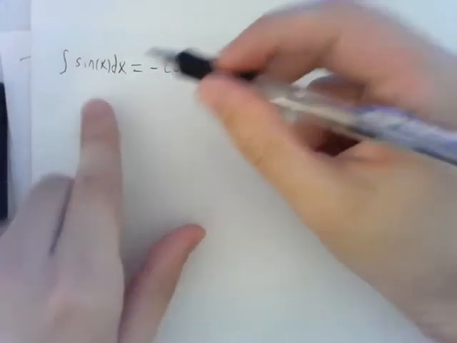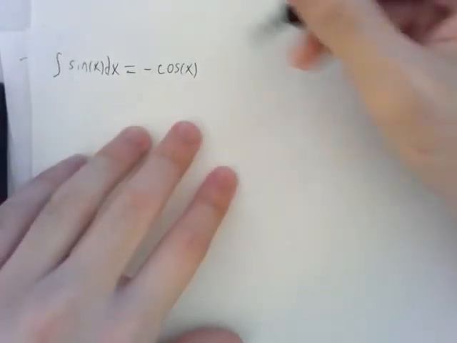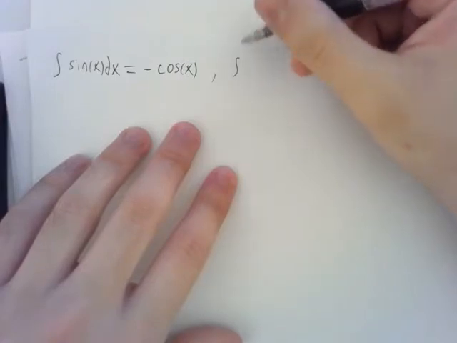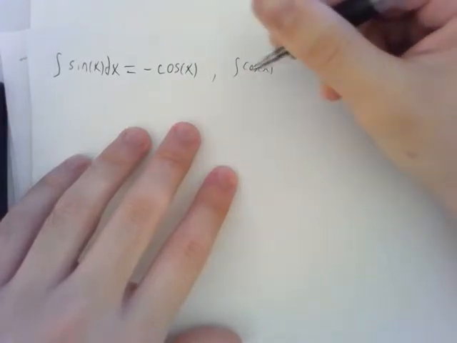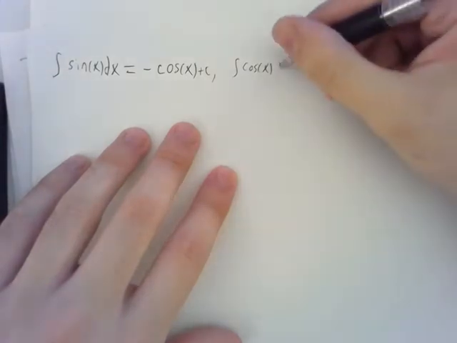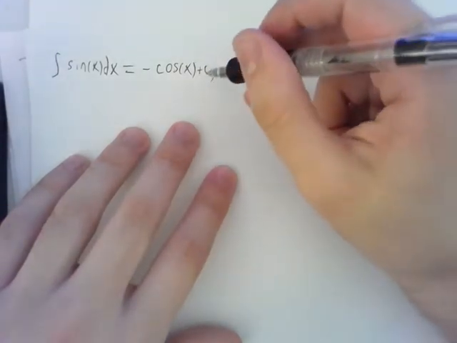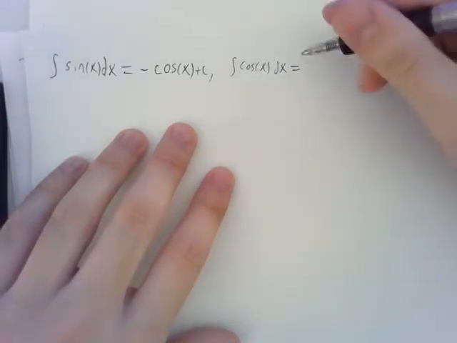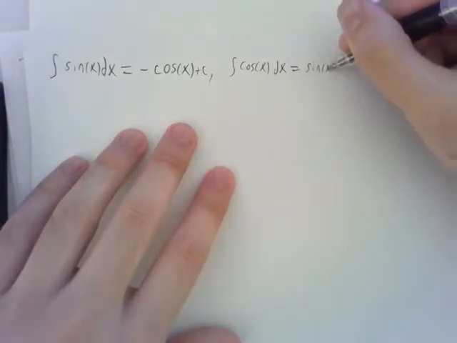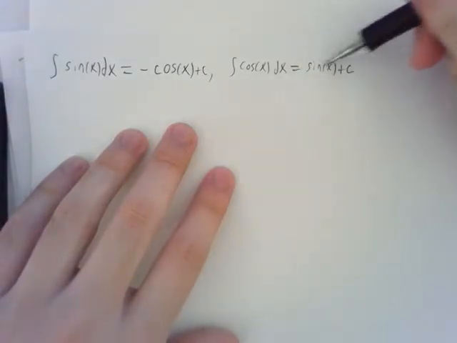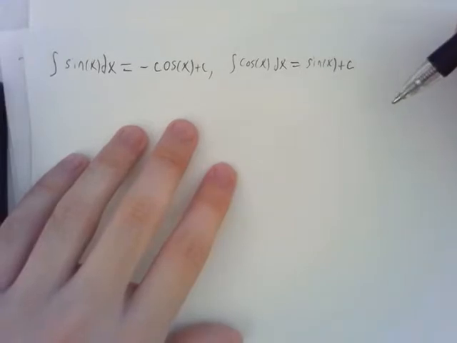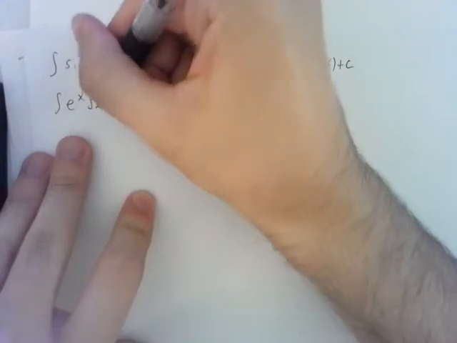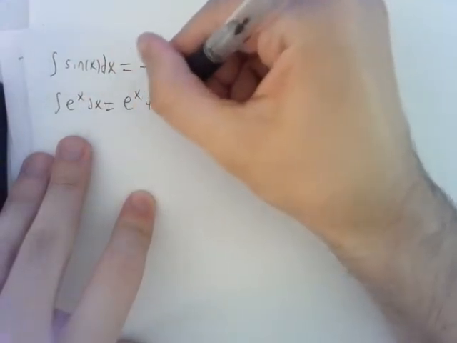Similarly, we can have that the antiderivative of cosine of x, sorry, there should have been a plus c there, of course. It's very easy to forget plus c's, so make sure to be careful about that. The antiderivative of cosine of x is equal to sine of x plus c, because we know the derivative of sine is cosine. Similarly, you can have things like the antiderivative of e to the x is equal to e to the x plus c from the rule for the derivative of the exponential function.